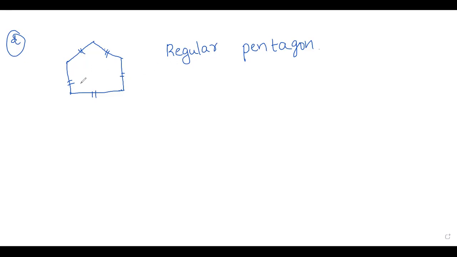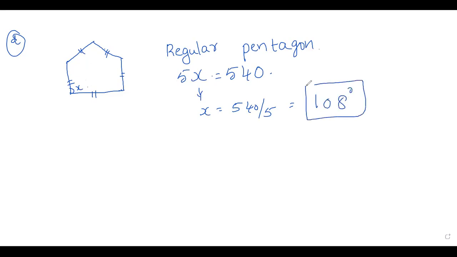So how can you write, children? 5 sides are there. So all are equal. Can we write it as 5x? Right? So each angle is x, and there are 5 angles. 5 into x is equal to 540. Can we write like this, children? X is equal to 540 by 5. That is equal to 108. Okay. So each angle will be 108 degree. And now 7th sum.